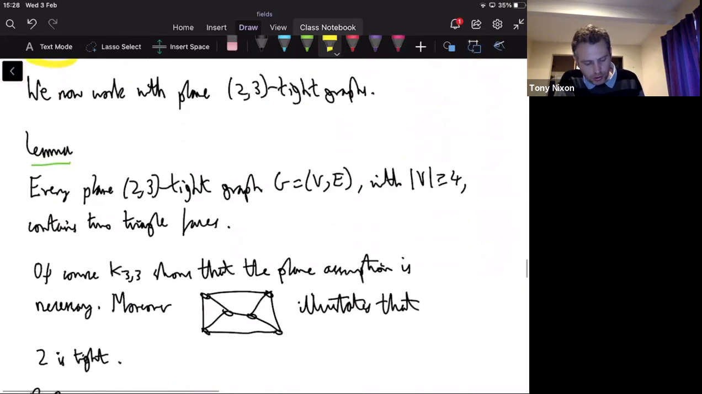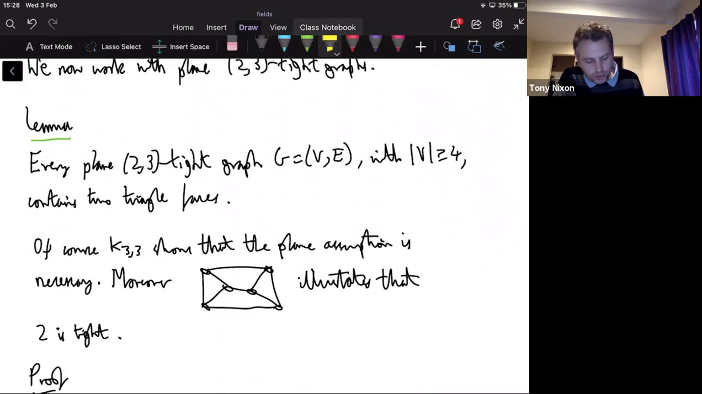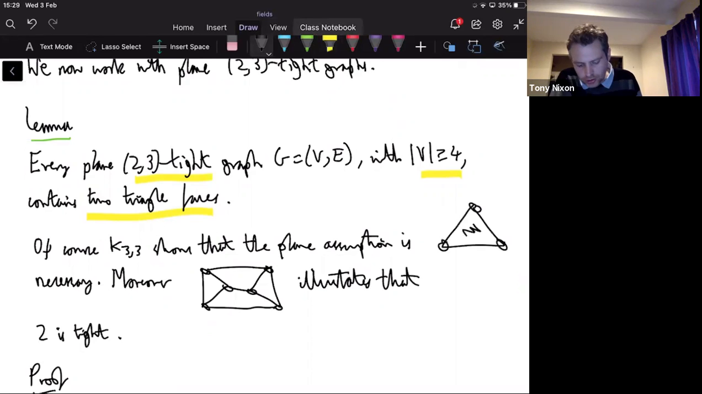Okay, so the first thing I want to prove, and this is a very easy lemma that you might have seen in undergraduate courses, if you express it in the right way: every plane 2-free tight graph with at least 4 vertices contains 2 triangle faces. Obviously if it had less than 4 vertices, then my 2-free tight graph is either a triangle, which only has 1 face that's a triangle, I guess the outer face, but I don't really want to think about the outer face, or you have a single edge which has no triangles. But as long as it has at least 4, then this becomes true.